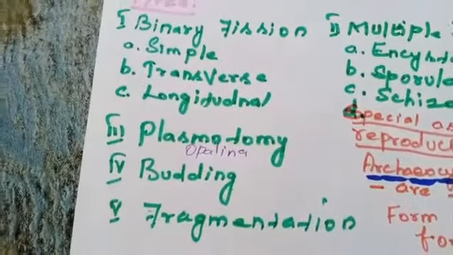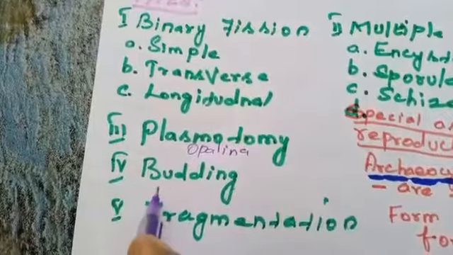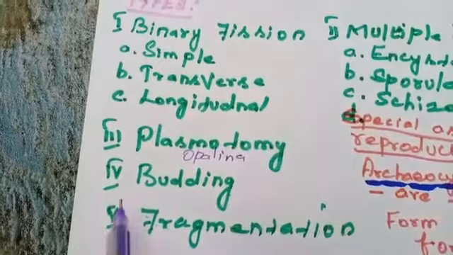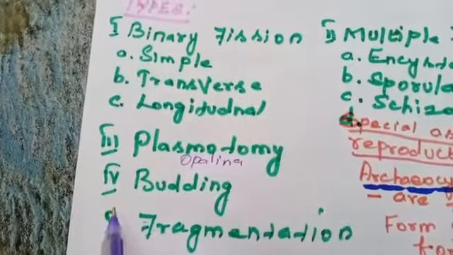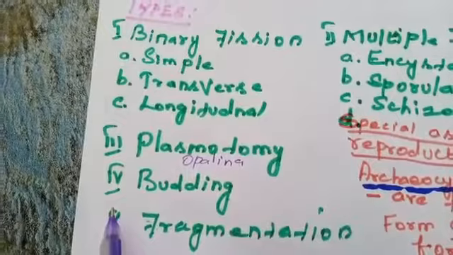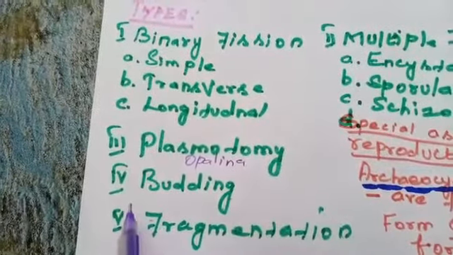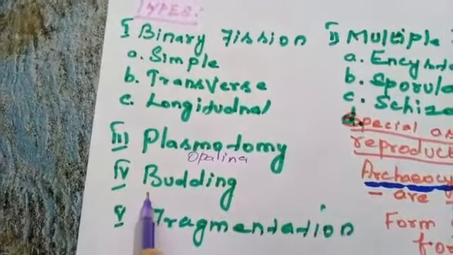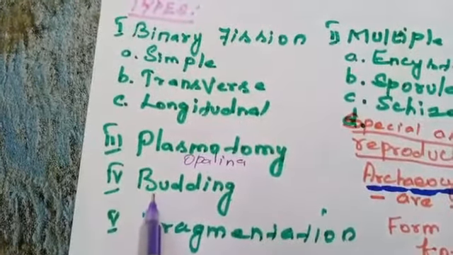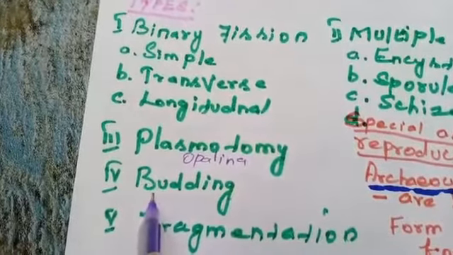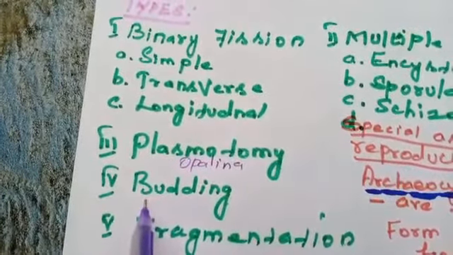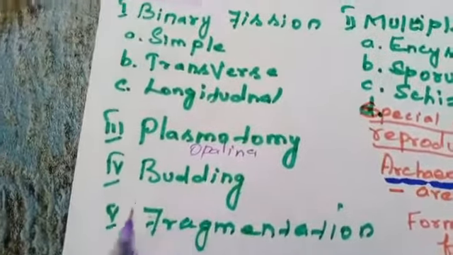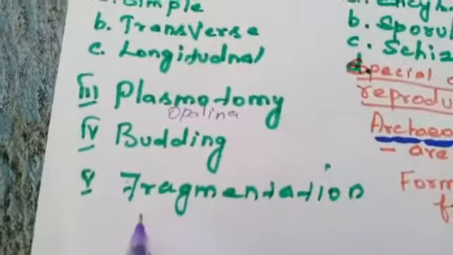Next one you can see budding. Budding you might have learned in your lower classes, example hydra. There are two types of budding: exogenous budding and endogenous budding. Exogenous budding, example, hydra. Endogenous budding, example, spongilla.